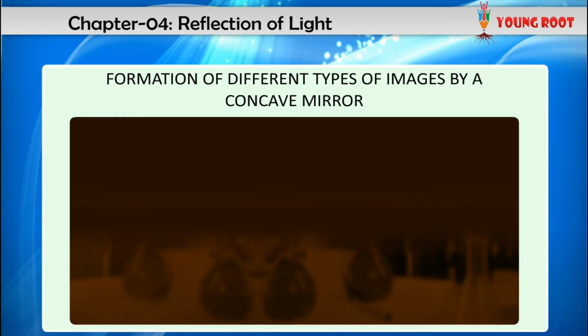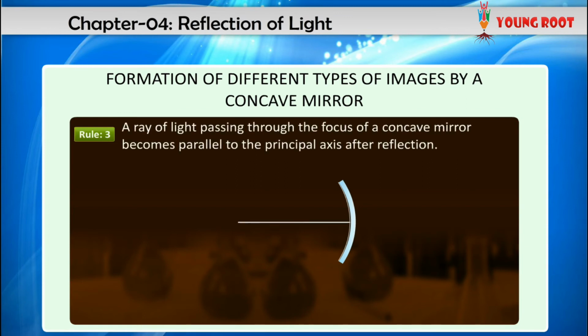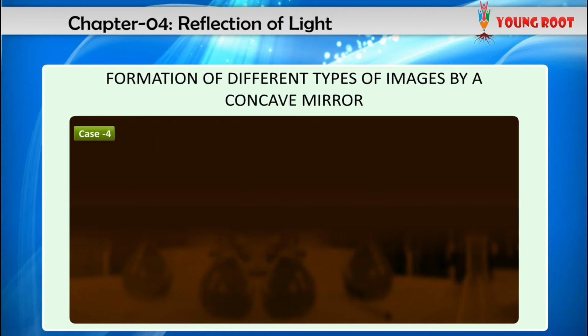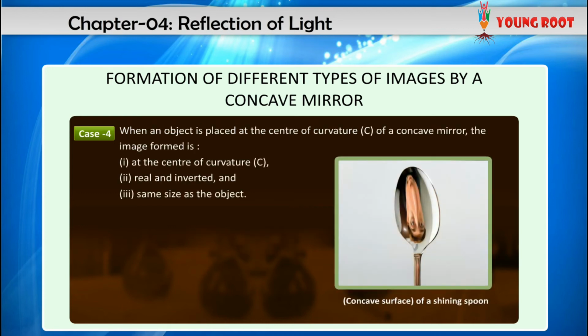Here we will use rule number 3 of image formation, which says that a ray of light passing through the focus of a concave mirror becomes parallel to the principal axis after reflection. So we now take the ray AE passing through the focus F. When an object is placed at the center of curvature C of a concave mirror, the image formed is at the center of curvature C, real and inverted, same size as the object.